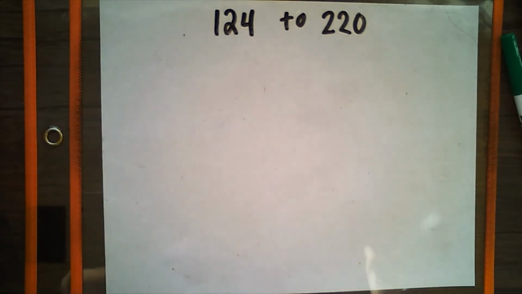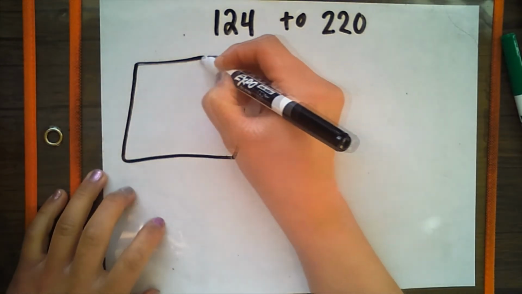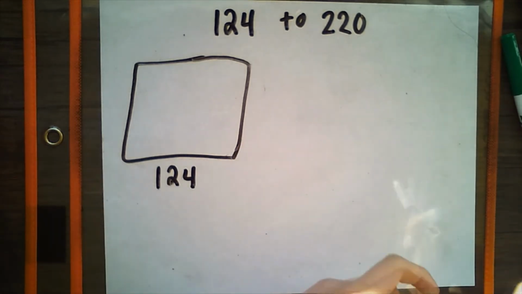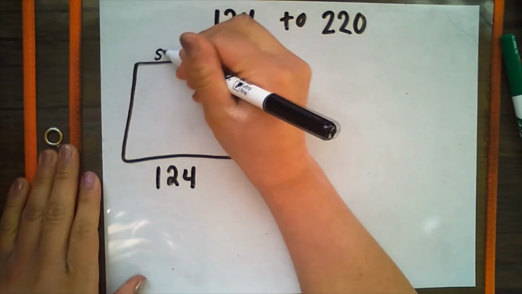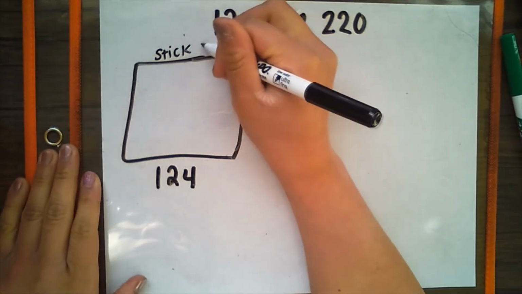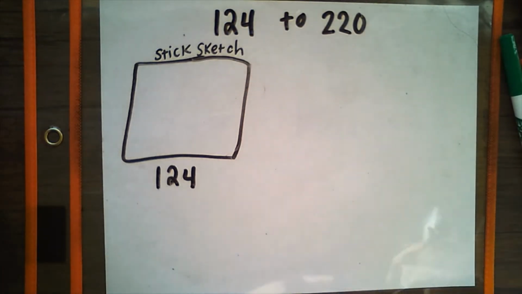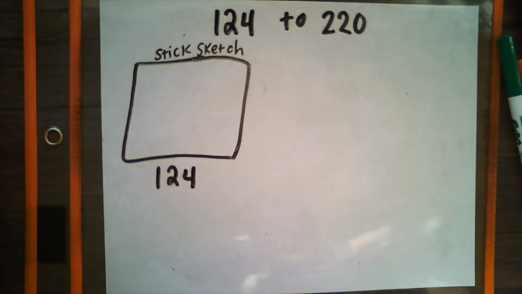All right, first we are going to do what we call a stick sketch. So we're going to first draw a box, and I'm going to write 124 so I know that this is my starting number. And then I'm also going to write stick sketch up here. This is important because I don't want you guys to get this confused with our quick 10 drawing. Quick 10s are a different way of showing place values, and now that we're working with bigger numbers, we have to use our stick sketches, okay? Let's go ahead and practice that.